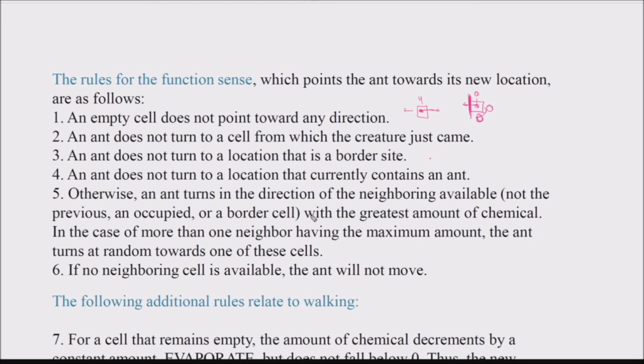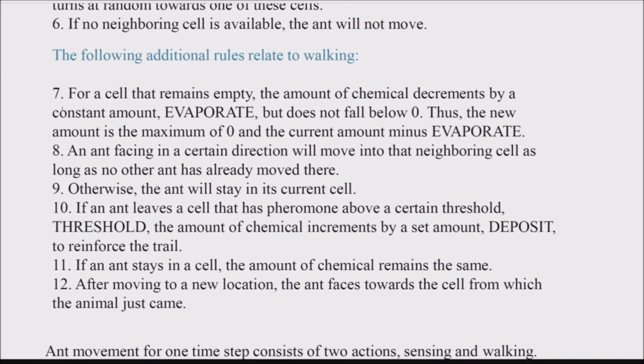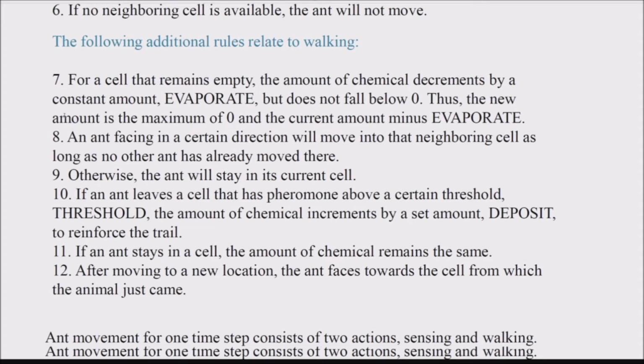And then if no neighboring cell is available, the ant will not move. That means you will wait here if there are ants around you, right? Or if it is a border here and you have ants around it, he will wait. So those are the rules for sensing, right? This is what the sensing rules are. There are more that we are looking at when it comes to the walking part. So these are the rules. You can see the numbers here. We're going to apply those numbers with these rules in our algorithm.